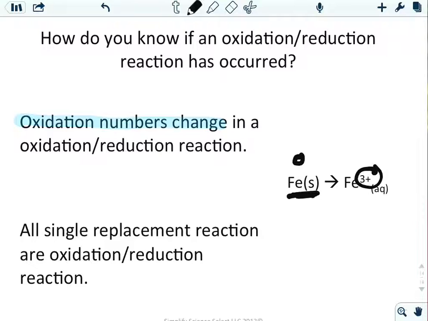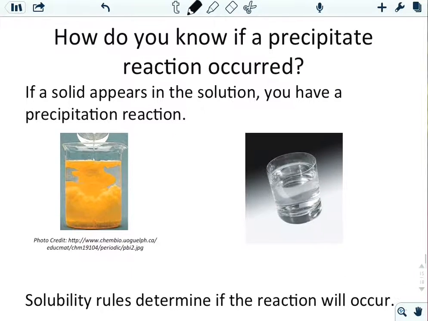All single replacement reactions are oxidation reduction reactions. So we always have an element sitting by itself plus a compound, and since that element switches places, that means its oxidation number will go from 0 to being bonded to something in that compound, which changes its oxidation number. So anytime there's a change going up or down in the oxidation number, we're going to have an oxidation reduction reaction.